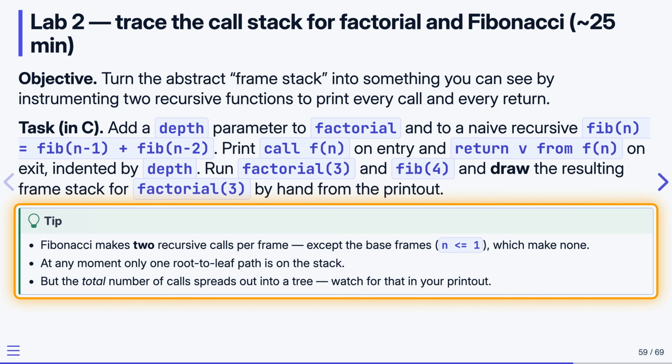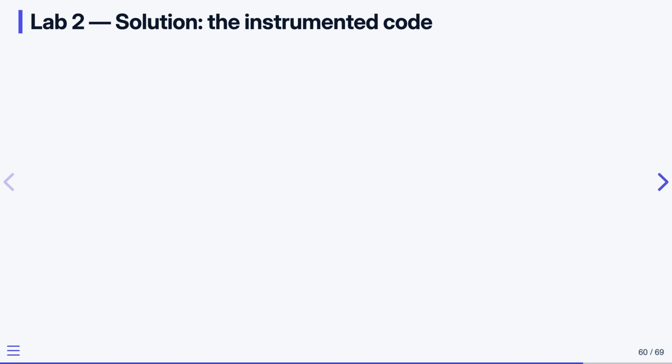One thing to watch: Fibonacci makes 2 recursive calls per frame. At any moment, only one path from root to leaf sits on the stack, but the total number of calls spreads out into a tree. Look for that in your printout. Pause and try it now. Let us look at one solution together, and then read the trace it prints.